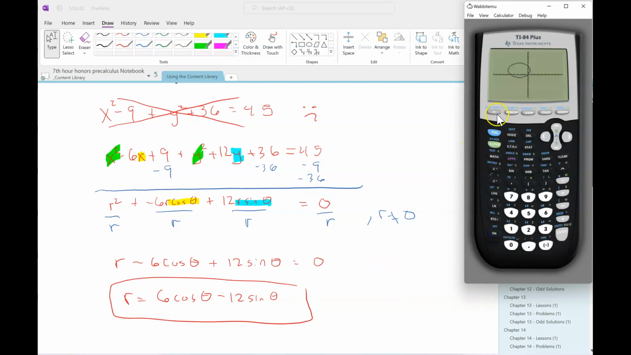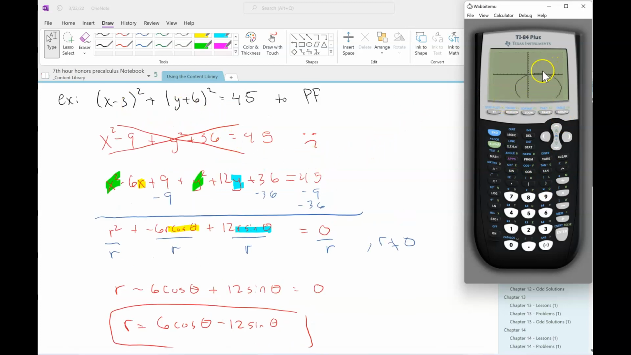Maybe it's worth checking this. So let's do r = 6 cosine theta minus 12 sine theta, and take a look at the picture that we get. So that's a circle. Looks like the center is probably 3 over, 6 down, with a big stinking radius. Looks pretty good, doesn't it? Matches what we were expecting.